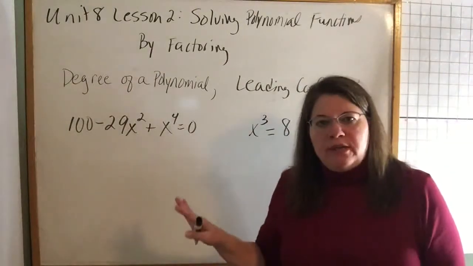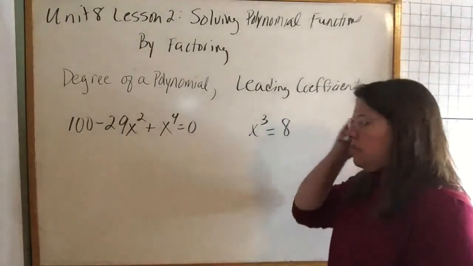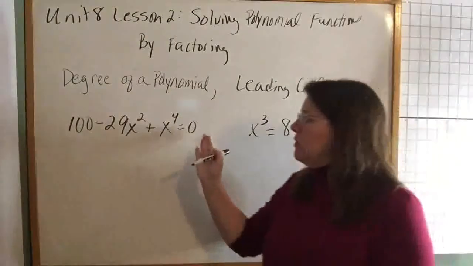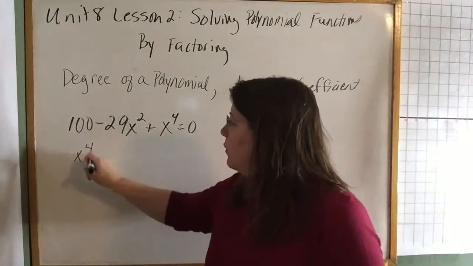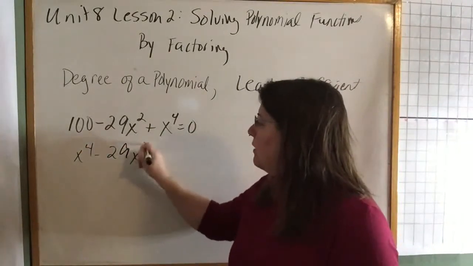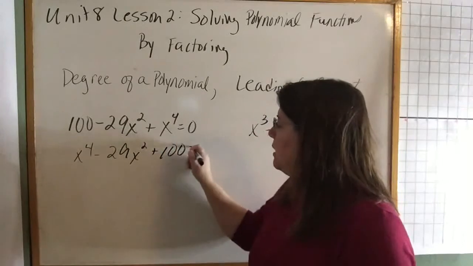So now, we're going to solve these polynomial functions. And in order to do that, the first thing I have to do is make sure they are in descending order. So I'm going to rewrite it: x to the fourth minus 29x squared plus 100 equals 0.